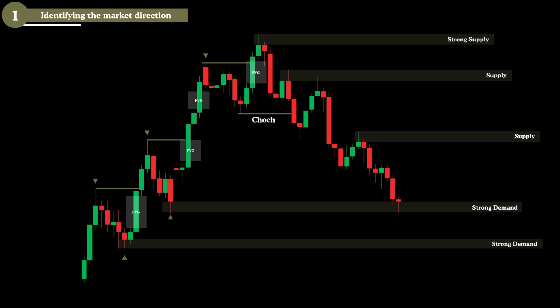Another supply zone forms, and the price approaches the next unmitigated demand area below. This demand zone can serve as an area of interest for buyers to re-enter the market. At this point, there is a struggle between buyers and sellers, and we need to wait and observe the price action to see who gains control. This level can either act as a reversal area for the market or at least cause a short-term correction.